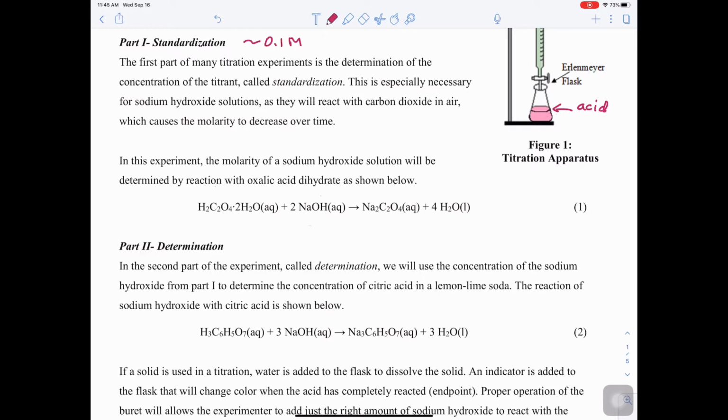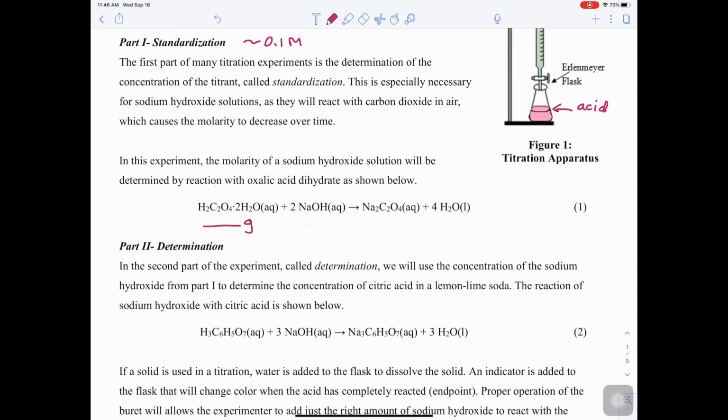So what we're going to do is put our sodium hydroxide in the buret, and put an acid that we know the amount of in the Erlenmeyer flask. And that acid is going to be oxalic acid dihydrate. This is the formula right here. We're going to be using its molar mass, and so when you calculate the molar mass, be sure to include the 2H2O. So we're going to measure a certain mass of the oxalic acid dihydrate.